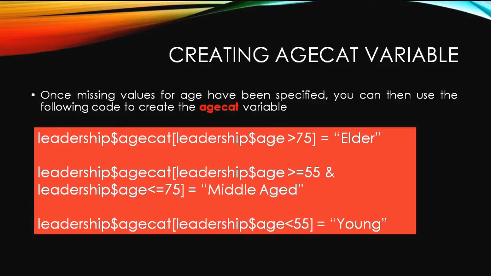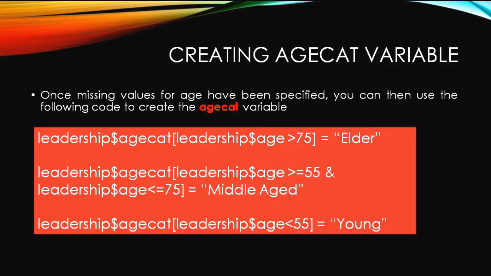Now, how will I create the age cat, that is the age category variable? Now let us say I'm classifying ages greater than 75 as elder, 55 to 75 as middle aged, and less than 55 as young. Very simple. The name of the data frame, dollar, and then I'm creating a new variable, that is age cat. This is the new variable: data frame, dollar, new variable, and then define the logic for that. Square bracket, leadership dollar age greater than 75, square bracket close, equals elder.